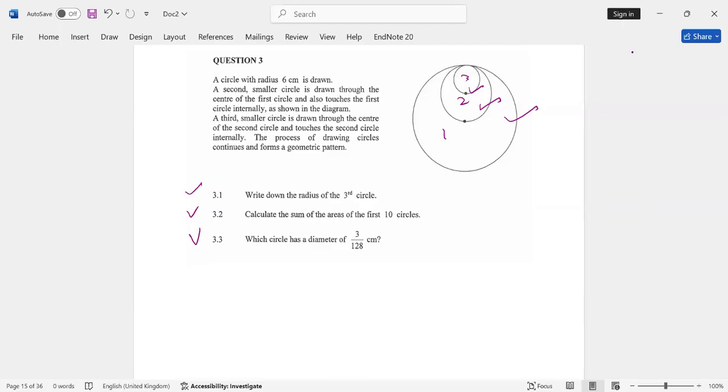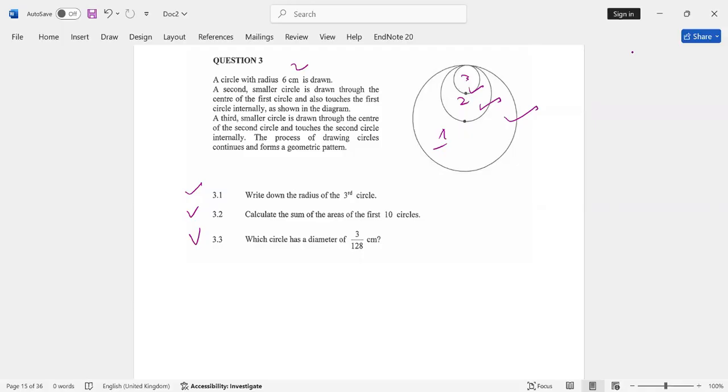Now, the next question is question number 3. A circle with radius 6 centimeters is drawn. This is the one circle, okay? A second, smaller circle is drawn through the center of the first circle and also touches the first circle internally, as shown in the diagram. A third, smaller circle is drawn through the center of the second circle and touches the second circle internally.